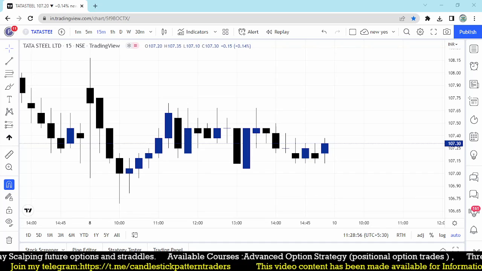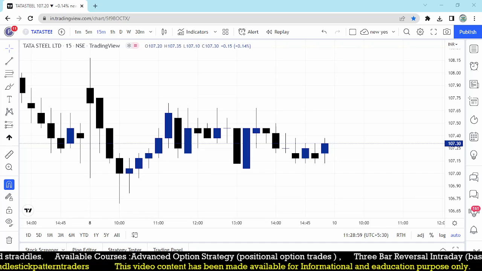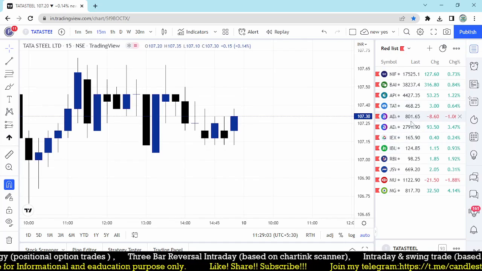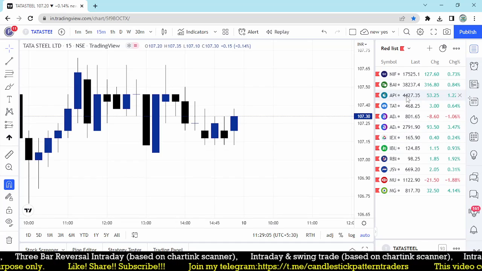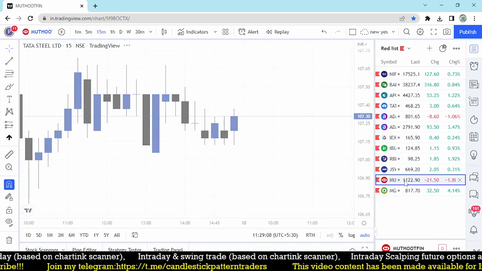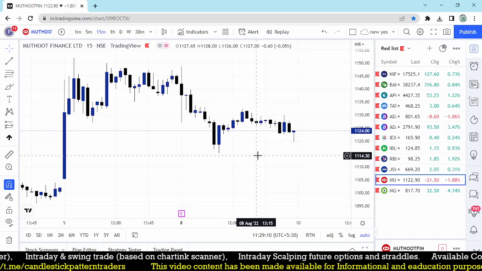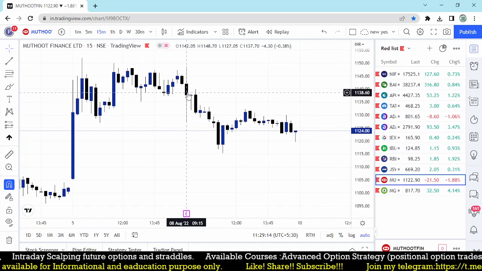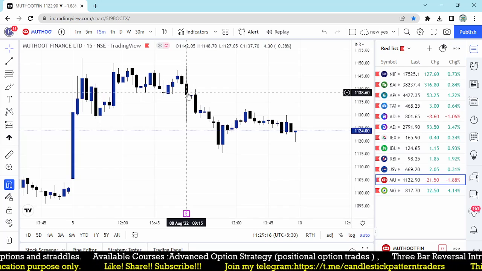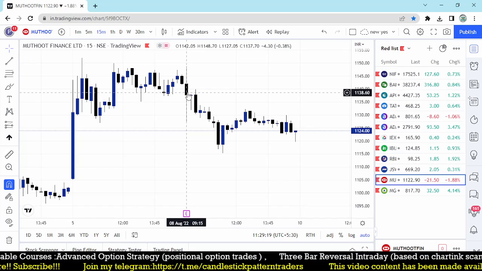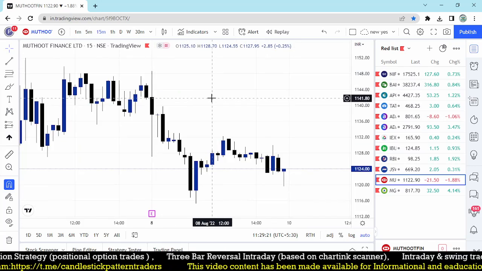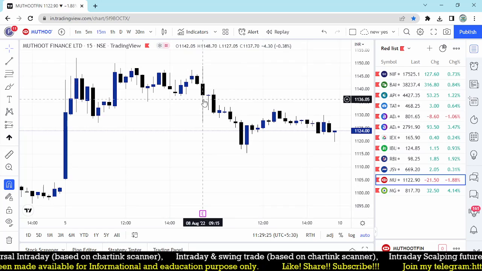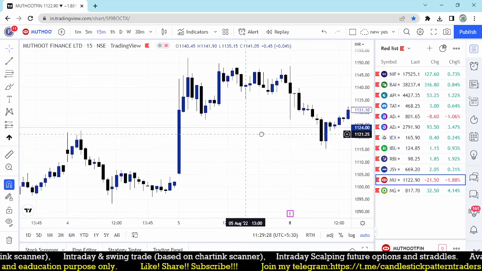What I'm trying to tell you is that the first 15 minutes candle may tell you whether the stock is going to give you good profit or not. Here you see that on 8th August, the first 15 minutes candle was a high wave candle, right? The upper wick and lower wick are both very big. Such a candlestick pattern forms on day 1.